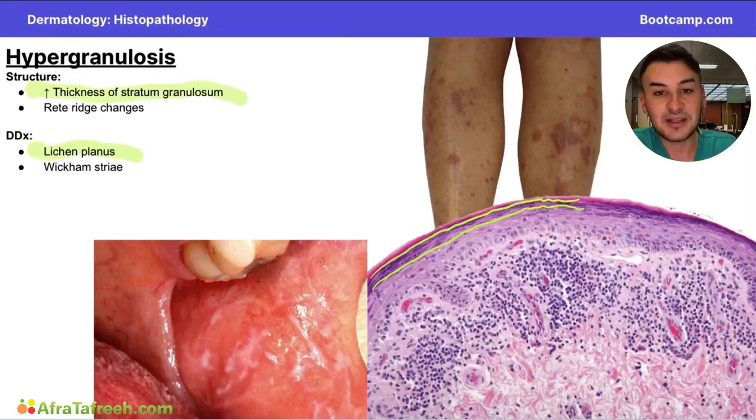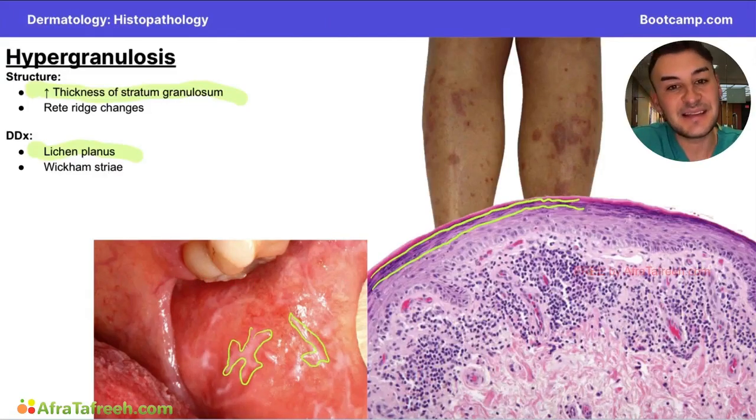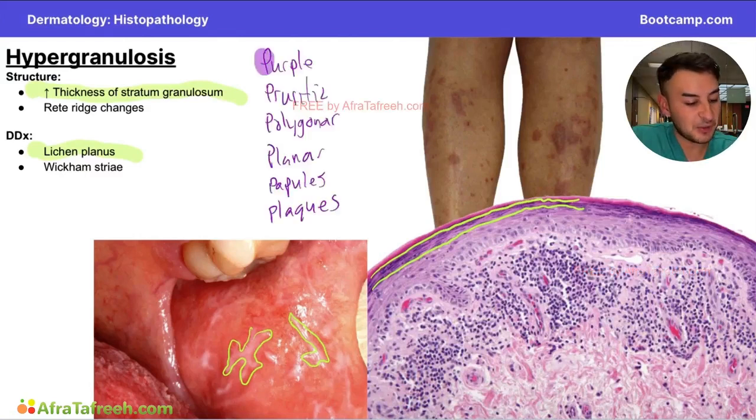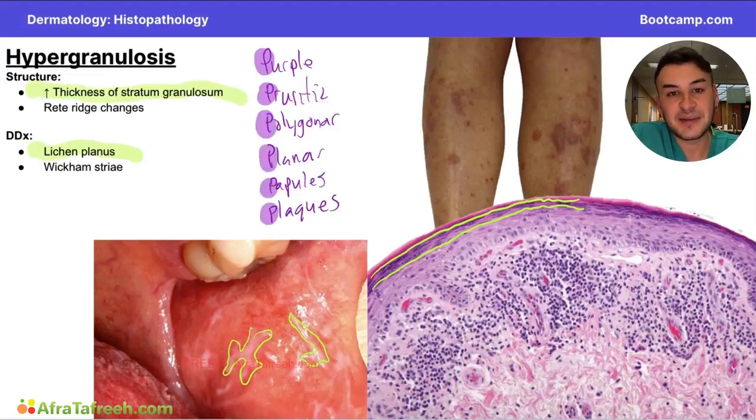Now, lichen planus can also present as Wickham striae, which are these reticular lacy white findings in the oral mucosa. So also be on the lookout for that. Lichen planus is classically described by the 6 P's, which I'm going to write out for you guys because they're really important and it's a great mnemonic. If you can remember purple, pruritic, polygonal, planar, papules, and plaques, that is a great way to recognize lichen planus on the exam, and remember it's accompanied by hypergranulosis.